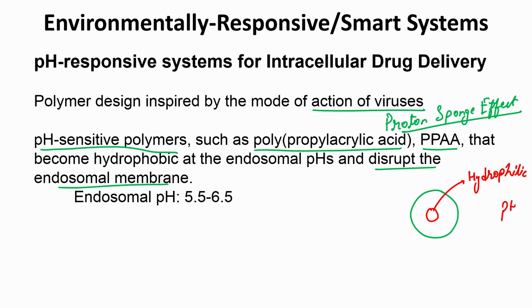So, at pH 7 this is hydrophilic, but once it goes to a pH of let us say 5, because of these chains which may have a different pKa for their acid groups, it has now become completely neutral, and the polymers themselves are fairly hydrophobic. So, because now there is no more ionic charge, it is no longer hydrophilic. So, this has now converted to hydrophobic.